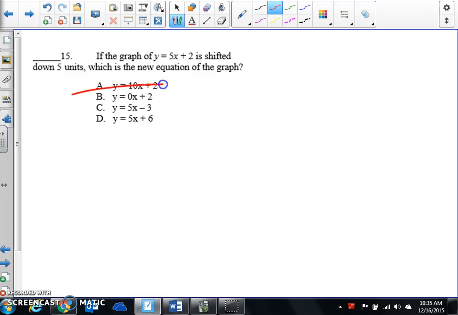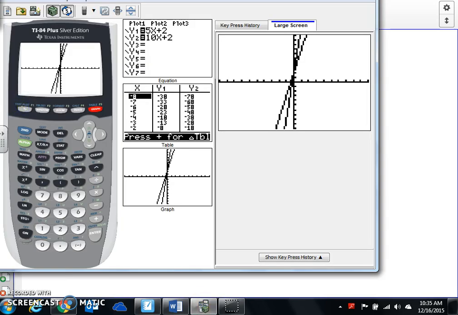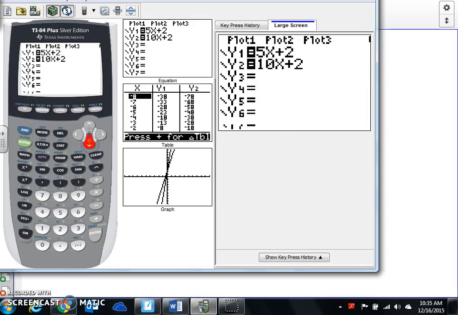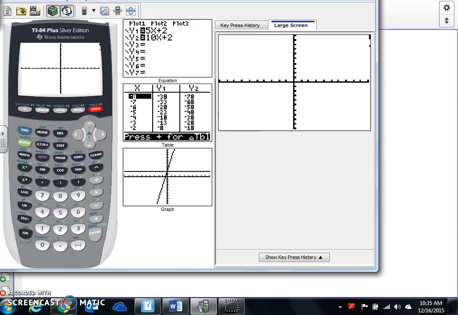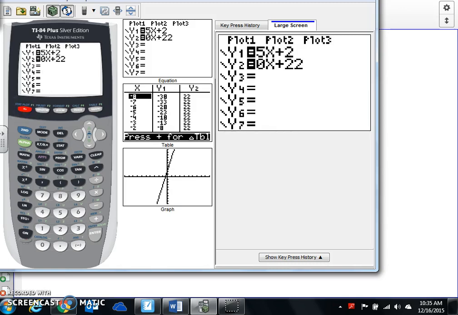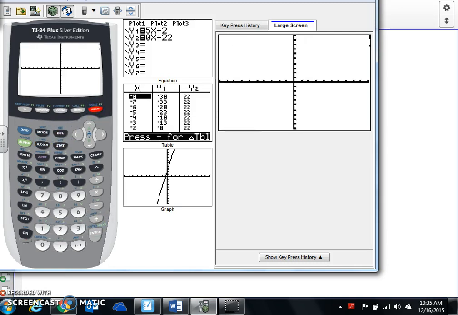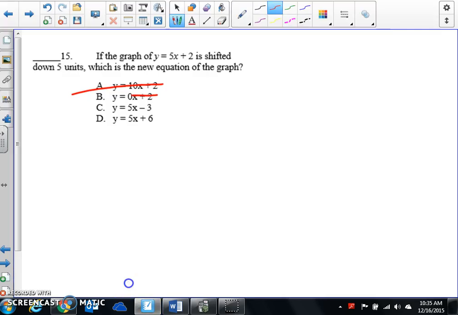What it was, okay, down 5 units. So let me go to B, 0x plus 2. So I'm going to keep my first equation in there because that's almost like my parent function. Okay, so 0x plus 2, graph. There's my first one. What happened? Oh, because I put 22. Sorry, guys. 0x plus 2. Delete. Okay, that definitely, that's a horizontal line, so that doesn't make sense, so no.